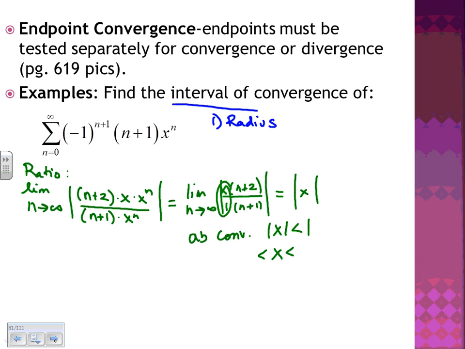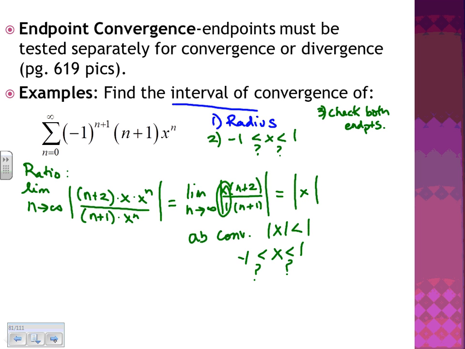Back to algebra 1. What would this be? Negative 1 and 1, but I don't know what happens here because that test fails at 1. So first get your radius of convergence. Second, set up your interval with your question marks. Third thing you're going to do is check both endpoints into the original series.